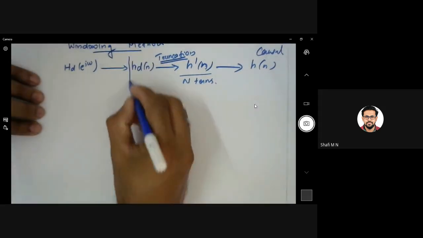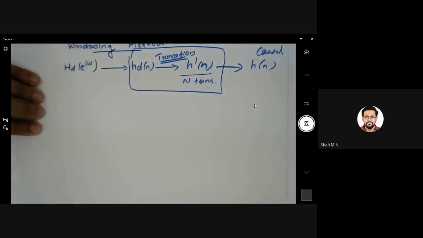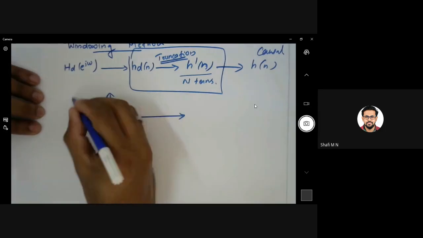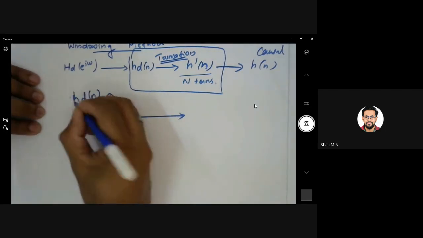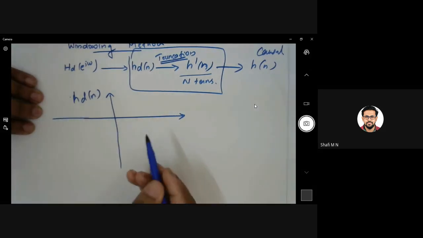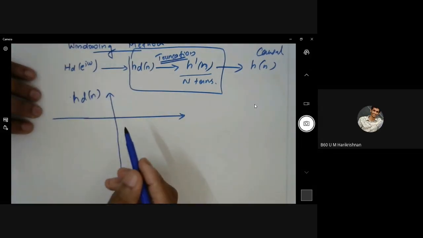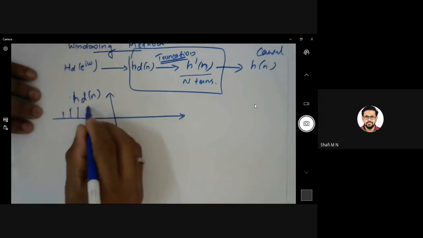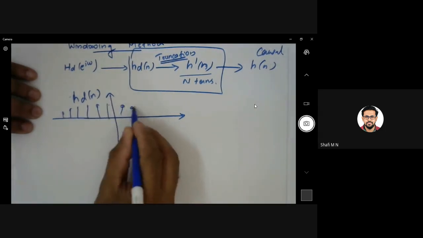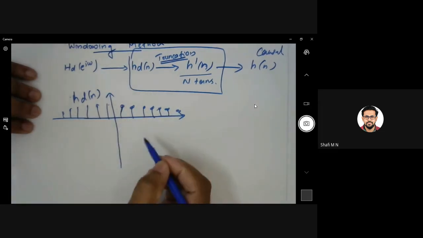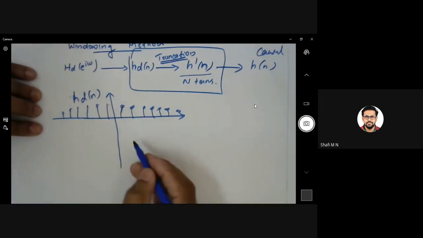Let us look at this process graphically. Let this be my HD of n. So what is the problem with HD of n? Definitely you have infinite terms. So you go for truncation, and the process of truncation can be visualized like this.